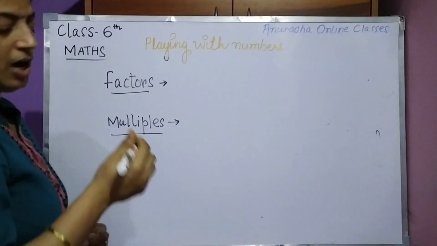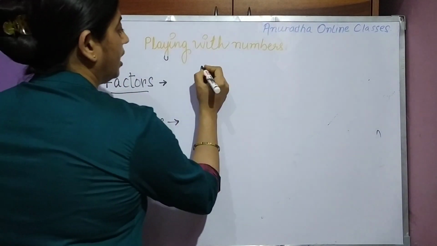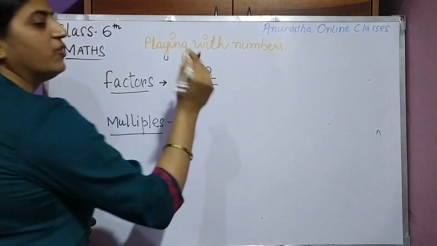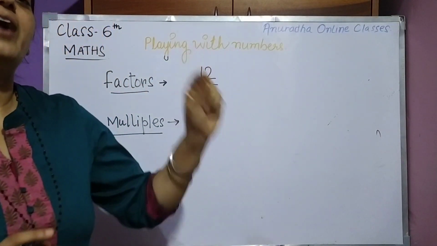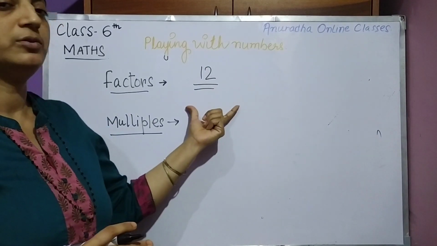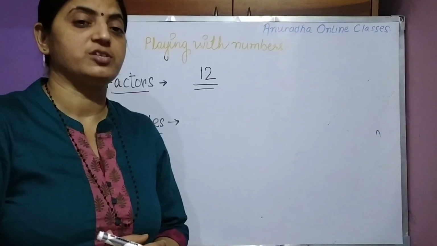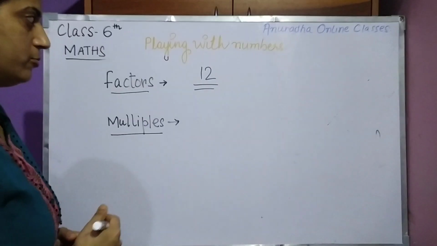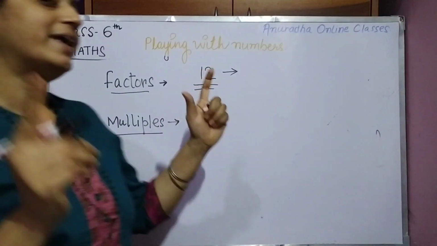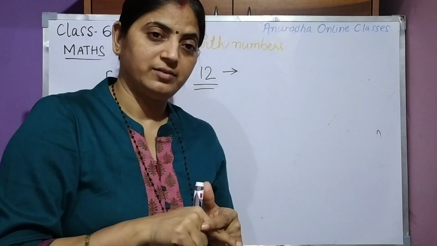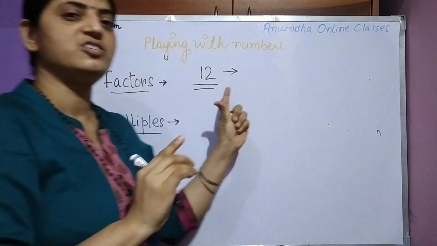Suppose I just asked you one number, 12. I have given you one number and said, find the factors of this number. So how will you find out? See, now 12. 12 किस की टेबल में आता है? Means which two numbers' product is 12?